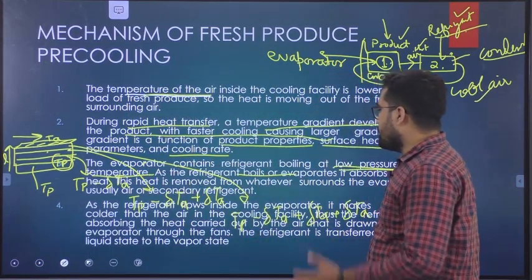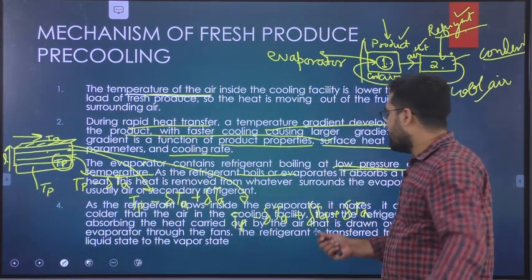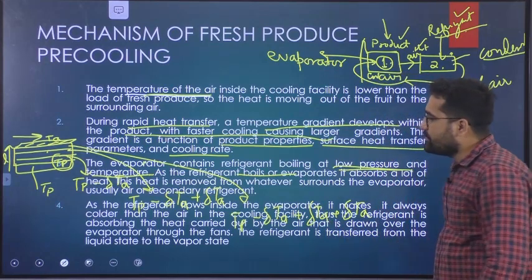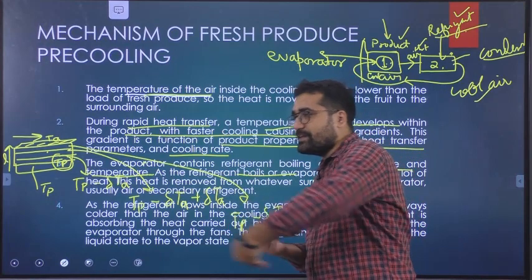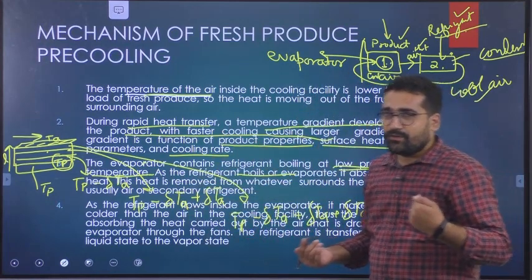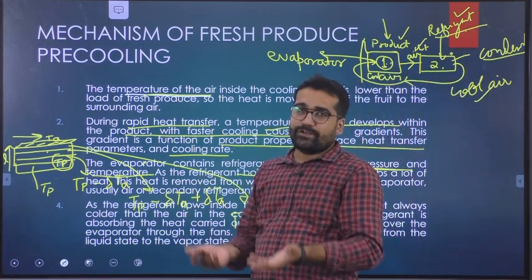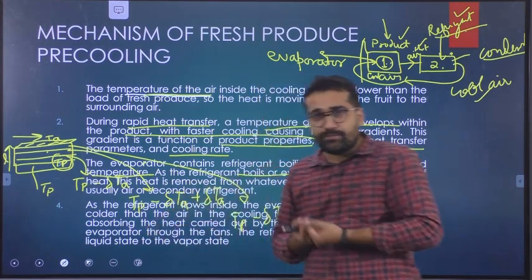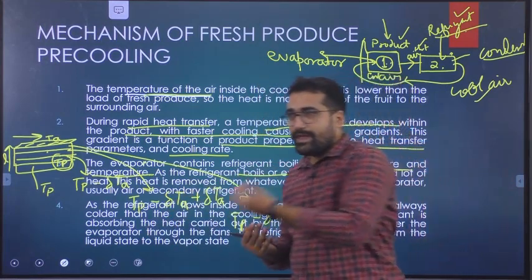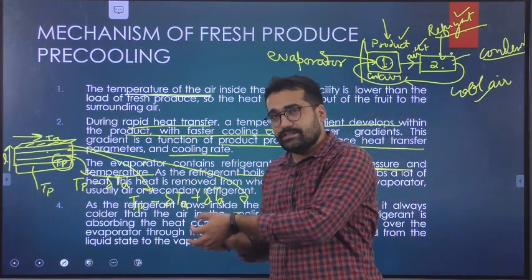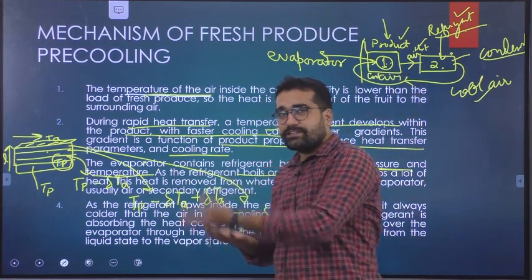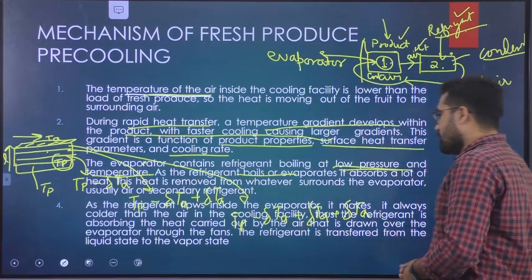So as the refrigerant flows inside the evaporator, it makes it always colder. Every time the air is passing inside the system, or in the cooling chamber or evaporator, it is gaining heat from the product. So as long as we are supplying the heat in the evaporator, it is sucking the heat and making the chamber cooler and cooler.